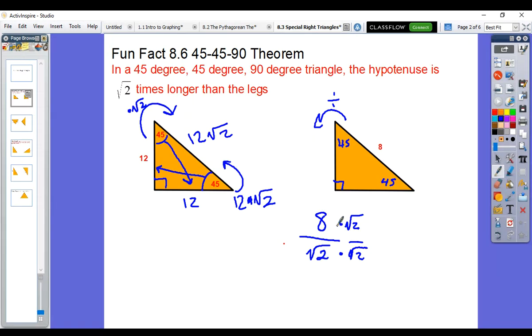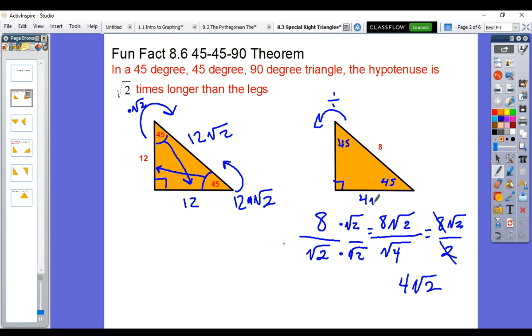So on the top, 8 times radical 2 just gives me 8 radical 2. But on the bottom, radical 2 times radical 2, as we practiced before, is radical 4. Now, the reason we do that is because now we have a perfect square number. The square root of 4 is 2. So we get 8 radical 2 over 2. And that reduces evenly, giving me the final answer of 4 radical 2. So that means both of these legs are 4 radical 2 and 4 radical 2.